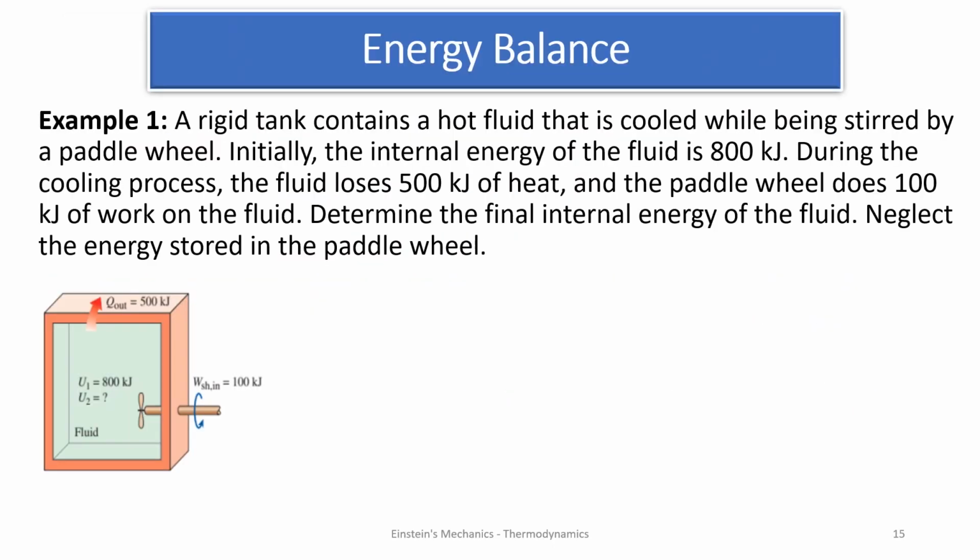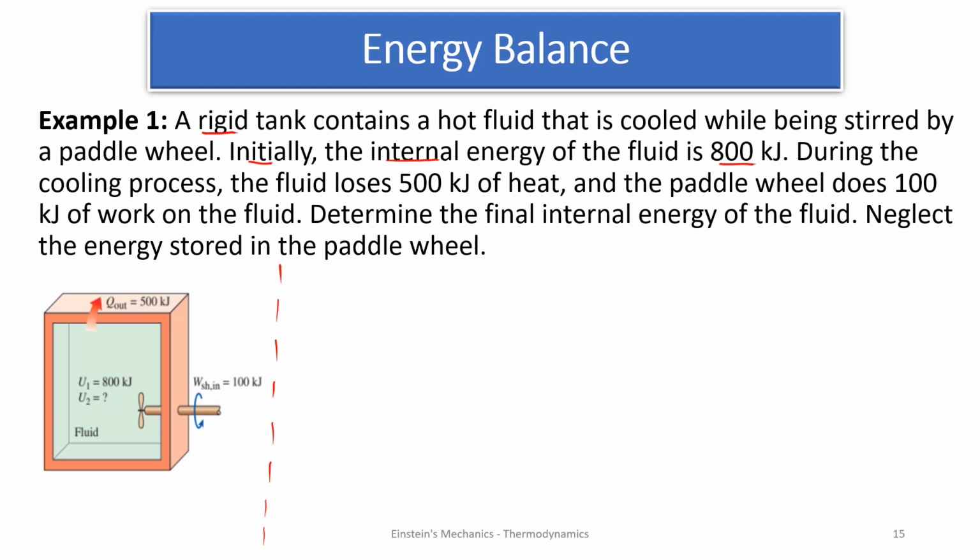In this episode, we are going to solve examples based on the energy balance equations that we wrote. So we have our first example. Let's look at it. A rigid tank contains a hot fluid that is cooled while being stirred by a paddle wheel. Initially, the internal energy of the fluid is 800 kJ.